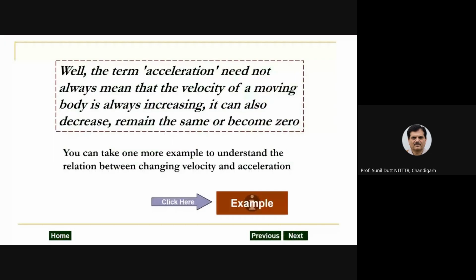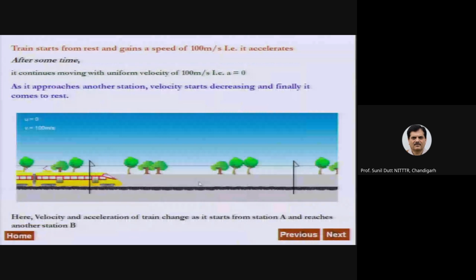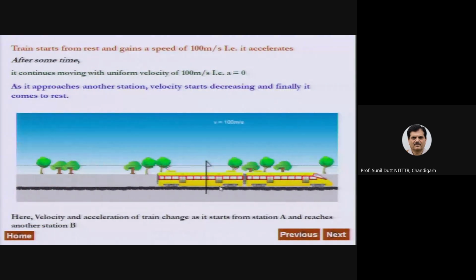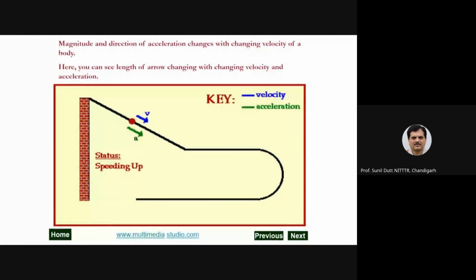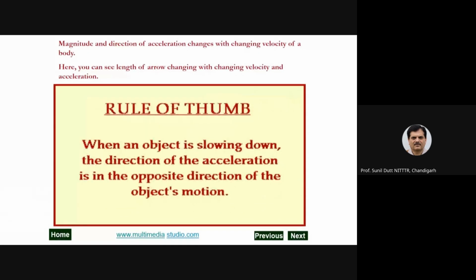Well, the term acceleration need not always mean that the velocity of a moving body is always increasing. It can also decrease, remain the same, or become zero. Now, one example is given here. A train starts from rest and gains a speed of 100 meter per second. That is, it accelerates after some time. This illustration is given here, and the relevant content is also given. Now, the magnitude and direction of acceleration change with the changing velocity of a body. Here again an illustration is given, and you can take some of the illustrations from the website.